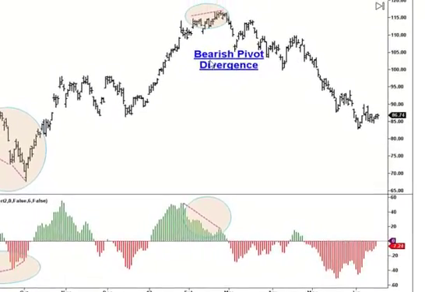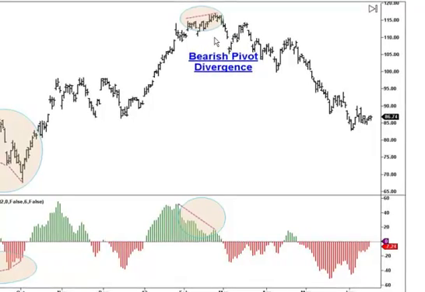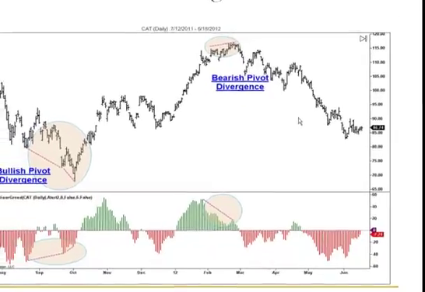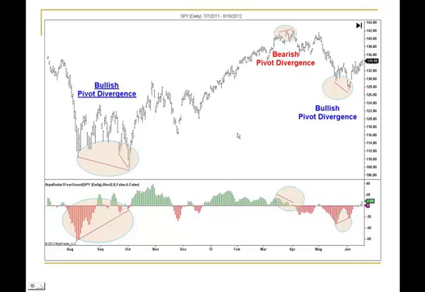Now, a bearish pivot divergence is the same thing in reverse. You can see the price making higher highs while the corresponding peaks of the oscillator are making lower highs. This indicates that the forces driving price up are waning, and a trend change or direction change is impending.